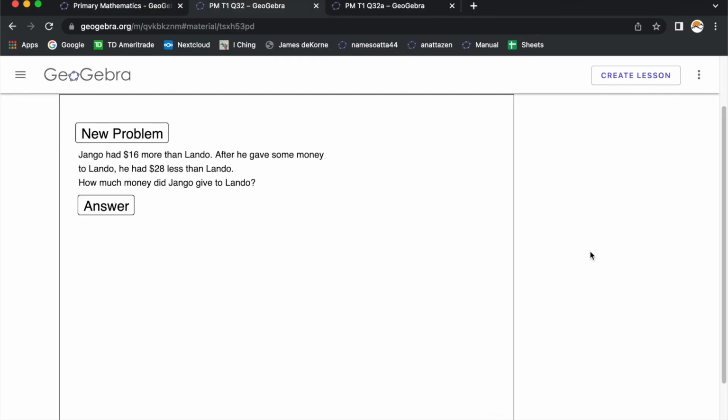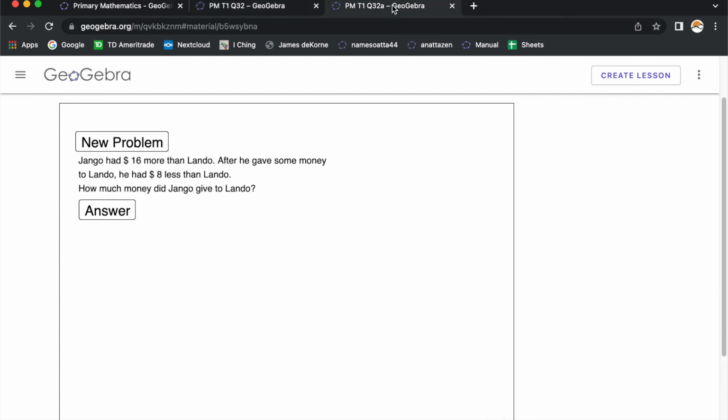Now that you have understood the whole thing, it's practice time. Go to the two links that are given below. The first one will be this case where he gives more than the $16. And then the second one is question 32A, where he gives less than the $16 that he had over Lendo.